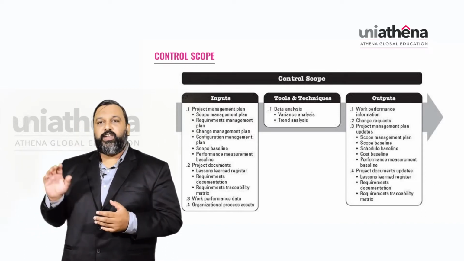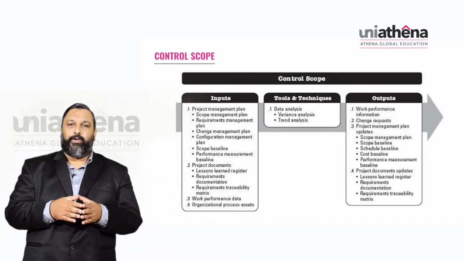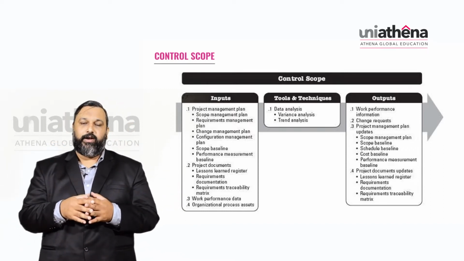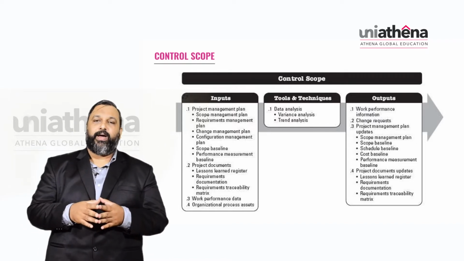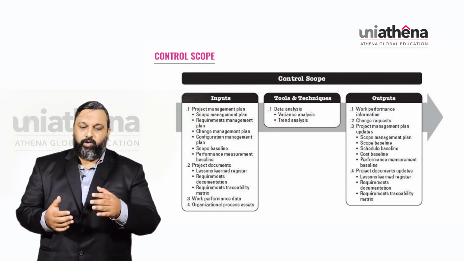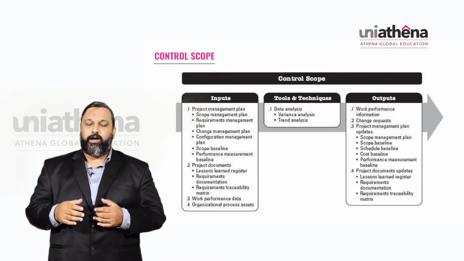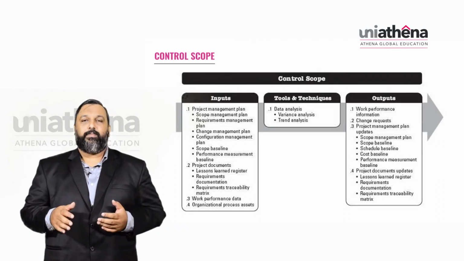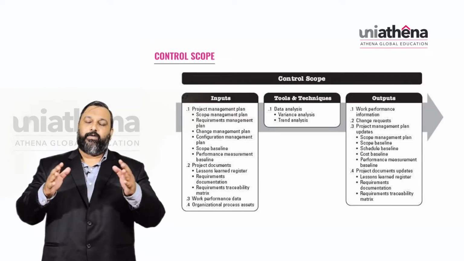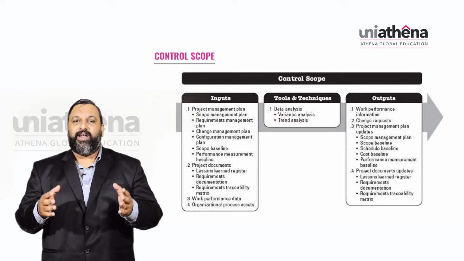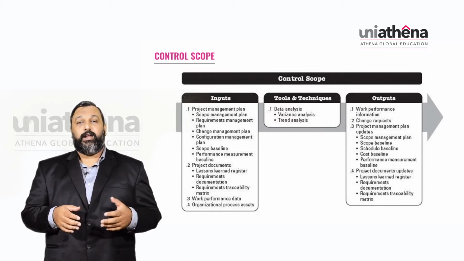Now, if you can see the table, it's given in this format, so we can easily understand it. The inputs used for control scope will be your project management plan, your foremost document which has been prepared during the planning phase.